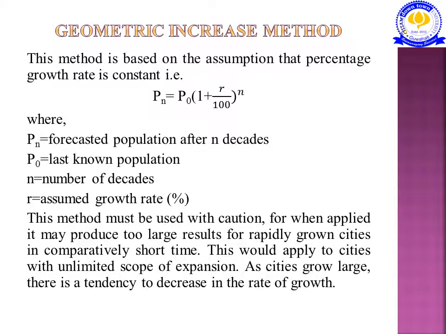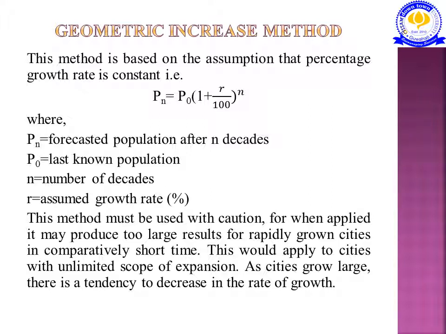Next is the geometric increase method. This method is based on the assumption that the percentage growth rate is constant. So the formula used here is Pn is equal to P naught times (1 plus R by 100) to the power n. These notations are the same for all, where Pn is the forecasted population after n decades, P naught is the last known population, n is the number of decades, and R is the assumed growth rate.